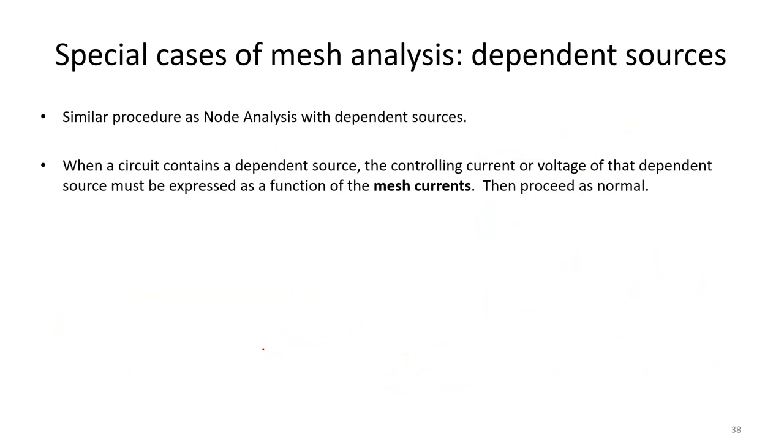One other special case of mesh analysis is when we have dependent sources. And in this case, the procedure is very similar to what we did with node analysis. The general rule is if we have a circuit containing a dependent source, then we want to take the controlling current or voltage and express it as a function of the mesh currents. That's all we need to do. Once we express that current or voltage in terms of the mesh currents, we can proceed with mesh analysis as normal.